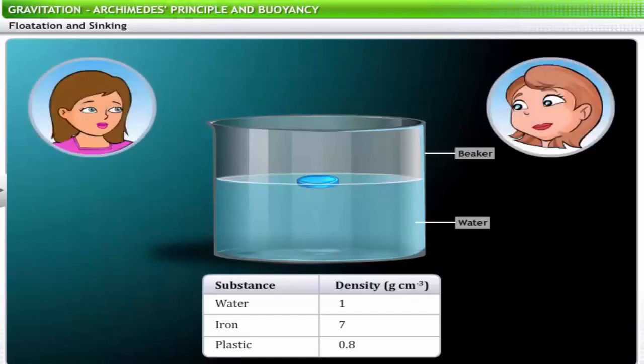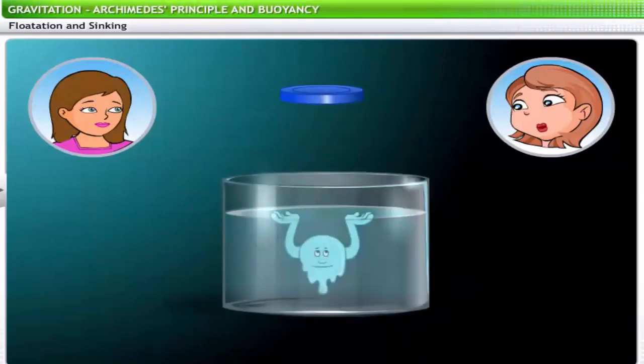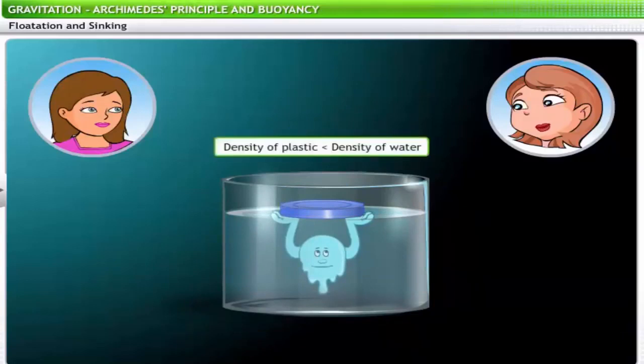So how can we determine whether the buoyant force on an object will exceed its weight? The magnitude of this buoyant force depends on the density of the fluid. Therefore, the floating and sinking of objects depends on how the density of the object compares with the density of water. The plastic coin floats in water because the density of the plastic coin is less than the density of water. Therefore, the upthrust of water on the plastic coin is greater than the net weight of the coin.